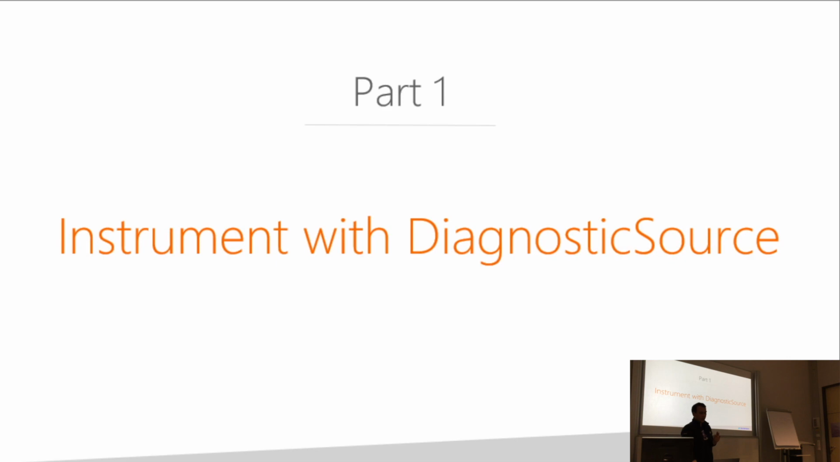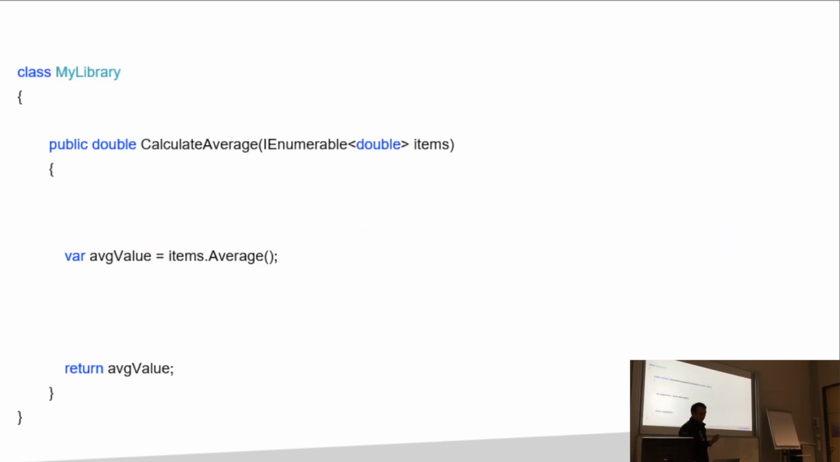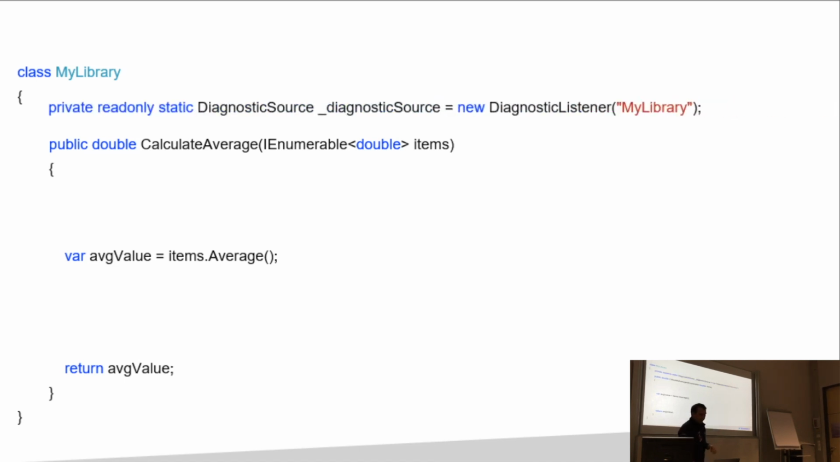Okay, so let's talk about the first part: how you can instrument code with DiagnosticSource. We have here this super complicated method, CalculateAverage, which calculates the average of any numerical doubles and then returns the value. Let's say we want to have DiagnosticSource for this. We want to emit DiagnosticSource information when this method is called. All you need is a static readonly DiagnosticSource instance.